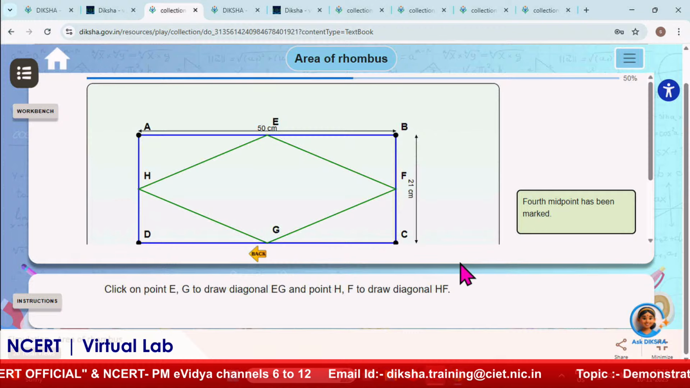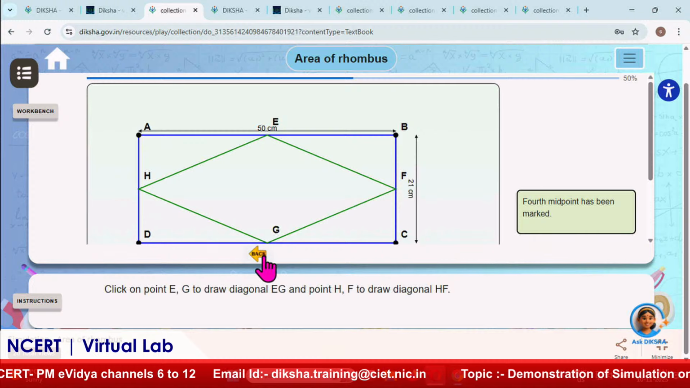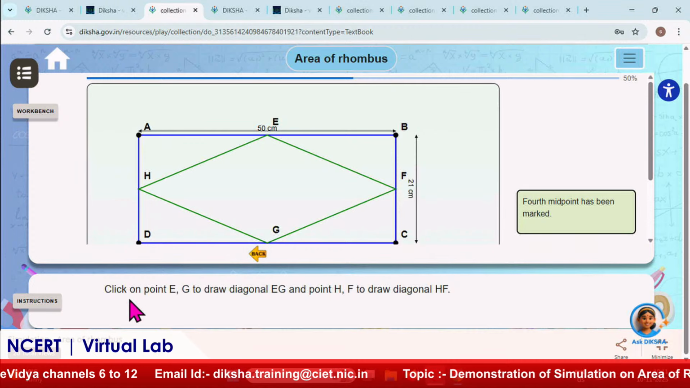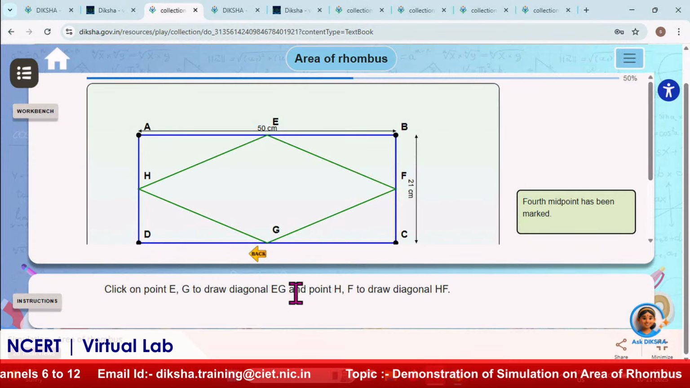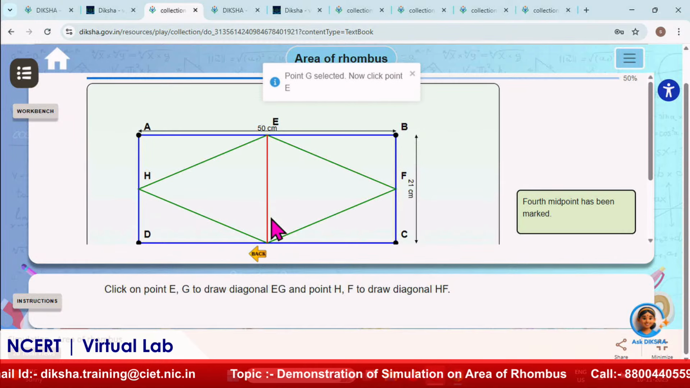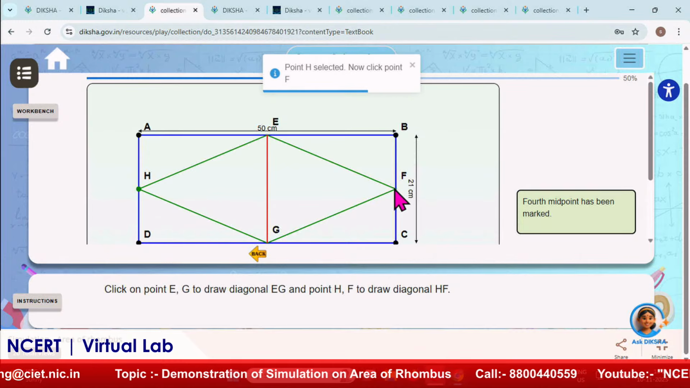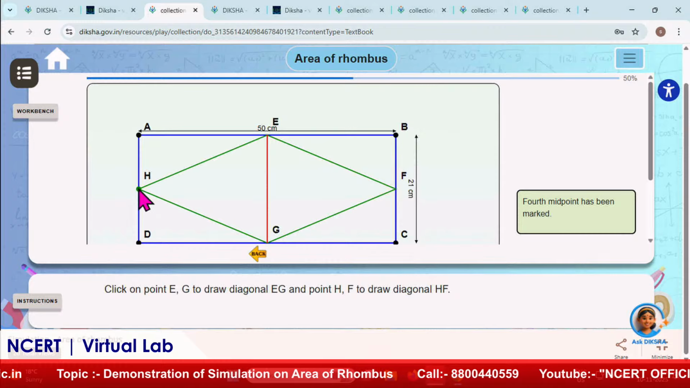Then we can see that the 4 midpoints have been marked, and the shape of a parallelogram has been formed. Now click on EG to draw EG. Again, following the instruction, line EG has been drawn. Then click on the H and F button, and we can see the diagonal HF has been made.